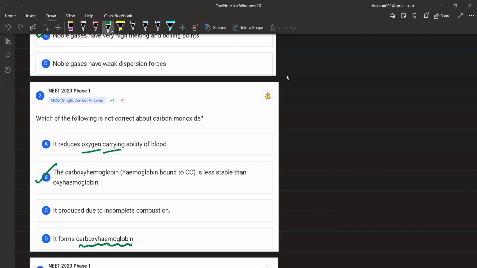ठीक है, तो हेमोग्लोबिन तो उतना ही का उतना ही है. हेमोग्लोबिन का काम है ऑक्सीजन को पहुंचाना. अब ऑक्सीजन को नहीं पहुंचा के वो क्या पहुंचा रहा है? कार्बन मोनोऑक्साइड पहुंचा रहा है. That is why it decreases the oxygen carrying ability of the blood. ठीक है, चलिए. Although its tendency to get attached is a bit less than oxygen, but still कुछ तो है.